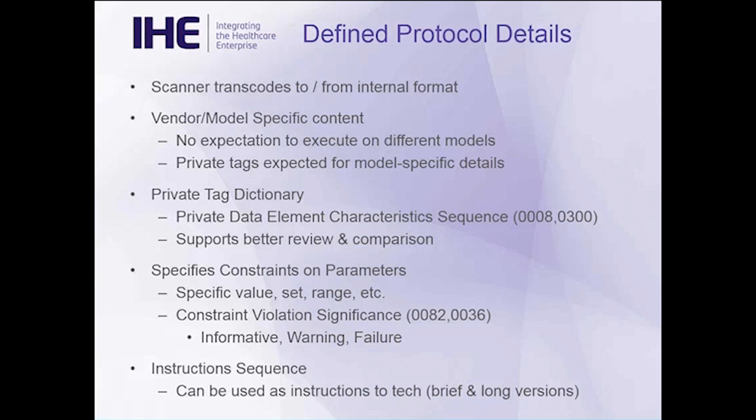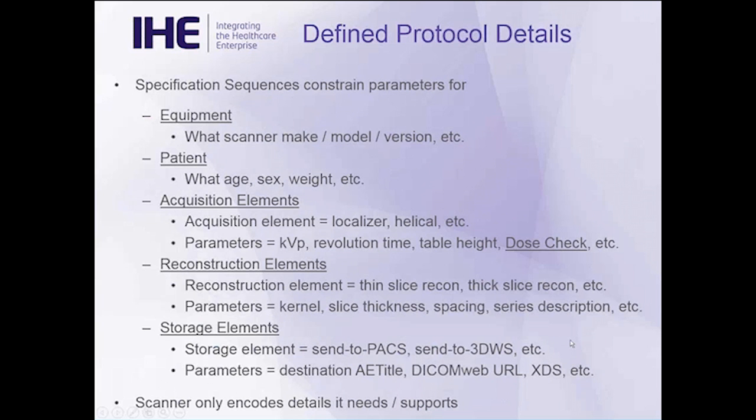And then finally, there's an instruction sequence in there which can be used for filling in instructions to the tech, and it allows for both a brief text tag that you could put into the user interface, or a longer piece of text that might be in a pop-up window if someone asks for help. So within these constraints, we have what we call specification sequences that contain all these parameter constraints. There are 5 main groups.